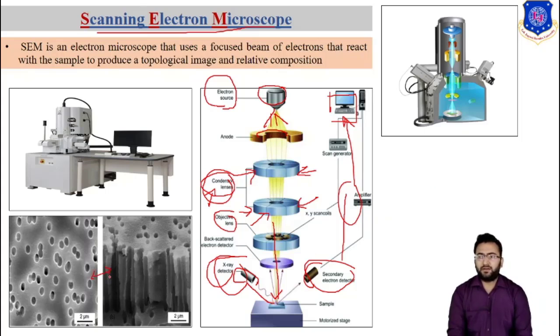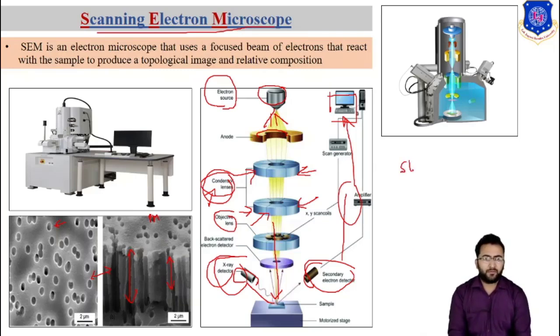So this is one SEM image of the polyamide membrane, where we can clearly see the pores of the membrane, and this is a cross section of the membrane where we can clearly see cylindrical pores throughout the membrane. So what is the basic difference between SEM and TEM?